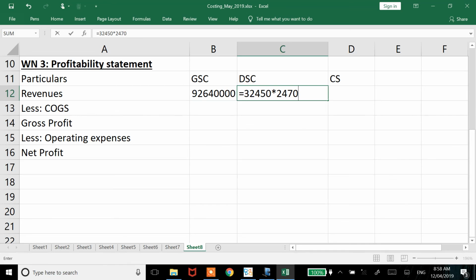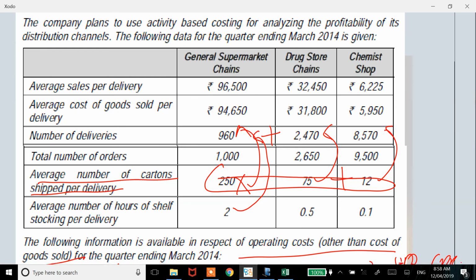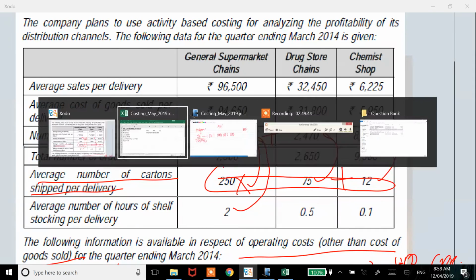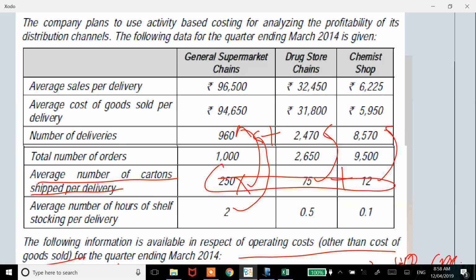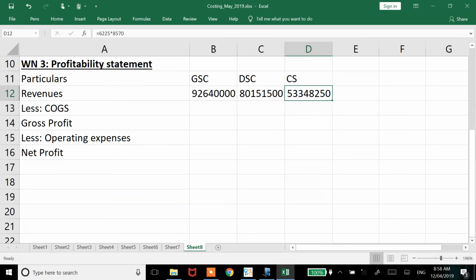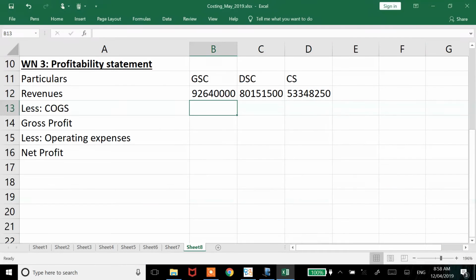32,450 into 2470. And the last one is 6,225 into 8570.